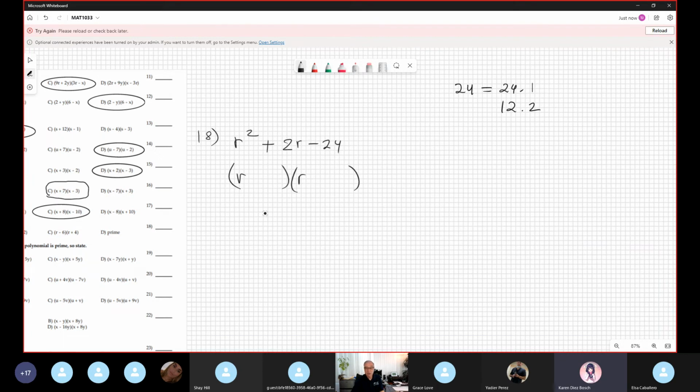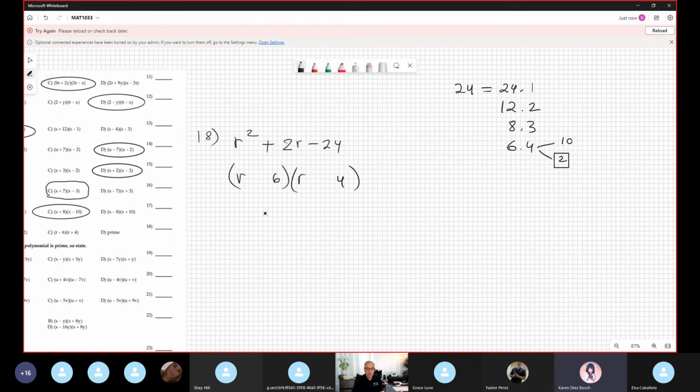I need 2. Another possibility is 8 and 3. Not good. Another possibility is 6 and 4. 6 times 4 is 24. However, 6 minus 4 is 2. So when you add it is 10, but when you subtract it is 2, and this combination works. It is a potential combination. Okay, this is 6 and 4.